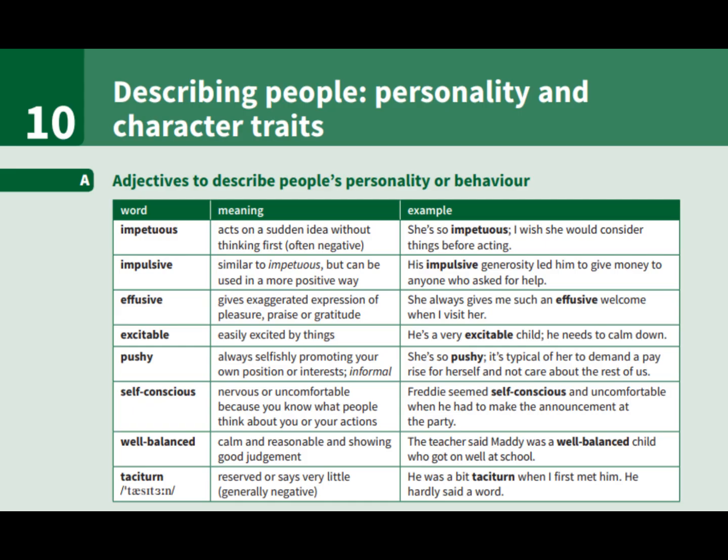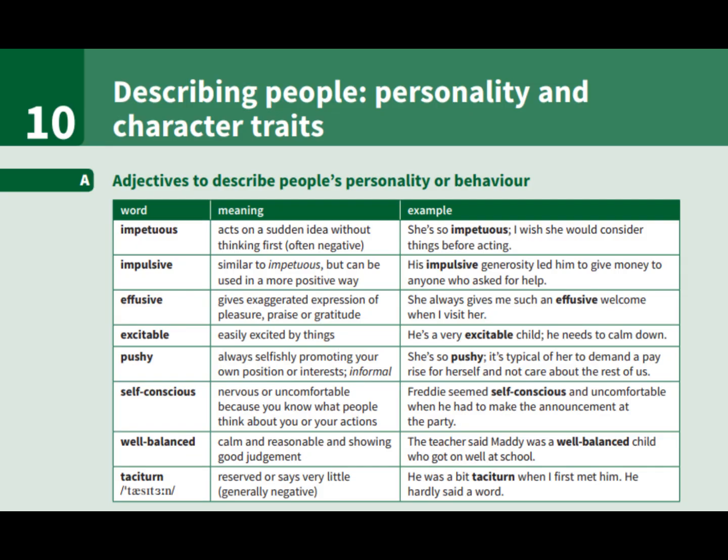An excitable person becomes excited very easily. For example, he is a very excitable child. He needs to calm down. A pushy person selfishly promotes their own position or interests. This is an informal and negative description. For example, she is so pushy. She demanded a pay rise for herself without caring about the rest of us.